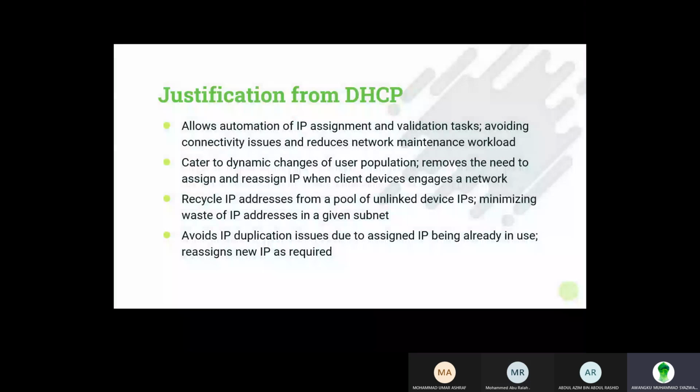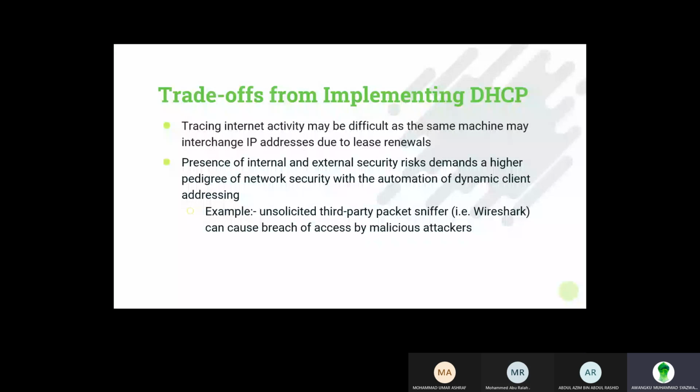DHCP is typically deployed due to the advantage that it automates client addressing and mitigates connectivity issues with minimal intervention. Its dynamic nature of assigning and recycling addresses can allow planning to accommodate client mobility, for example, in a college campus setting. On the downside, DHCP makes it difficult to trace network activity due to dynamicity of changes in machine IP, and raises the requirement to tighten network security in order to ward off threats, internal and external.